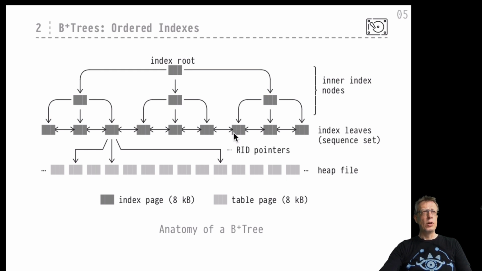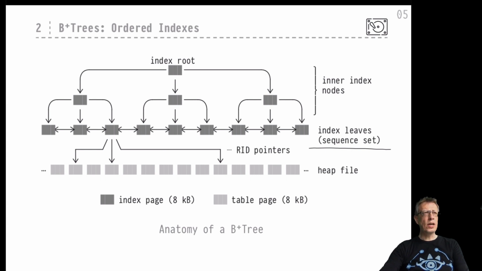These leaf pages are connected to each other in the form of a chain, the so-called sequence set. Once my search reaches the leaf level of the tree, I can use these sequence set pointers to quickly navigate to the left and right inside this chain of leaf pages, and this will turn out to be very useful when we try to evaluate particular types of queries.